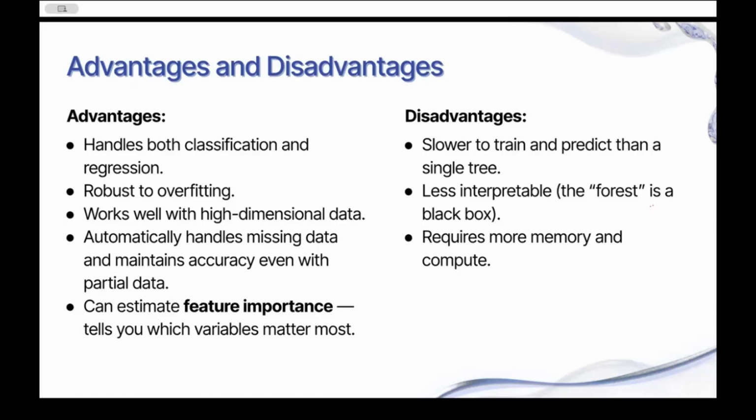On the disadvantages side, we have the fact that it's slower to train and predict than a single tree. Well, obviously, because you are predicting 100 or 200 different trees. So it's like 100 or 200 times slower. It's also less interpretable. It's basically a black box because there are so many trees involved. You don't really see how that outcome was achieved because there are so many trees and feature decisions in play. And it requires more memory and compute. That is for the infrastructure part.